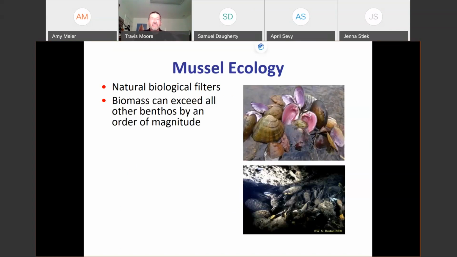They can exceed all other benthic biomass in our river systems, simply because of their numbers and their sizes, their mass. You can see from the photos that he's got here, they can get to be pretty big. And in the case of the picture of the spectacle case down at the bottom, there are just so many of them packed into those areas that they take up so much of the biomass within that system.